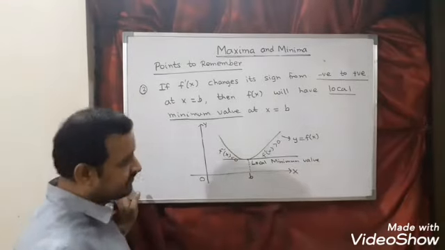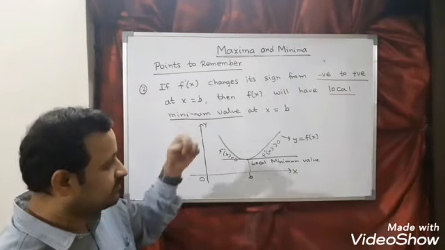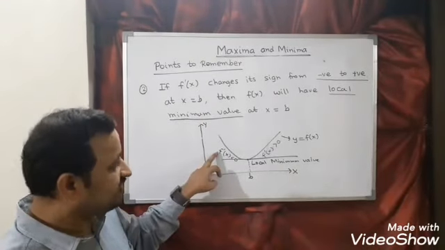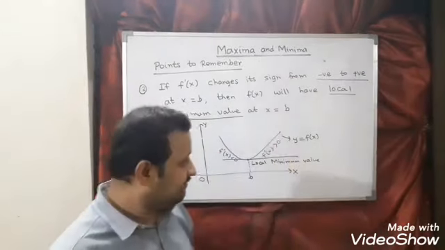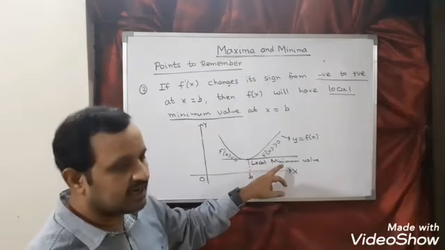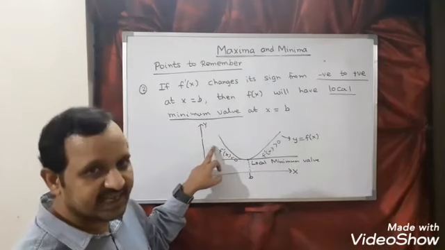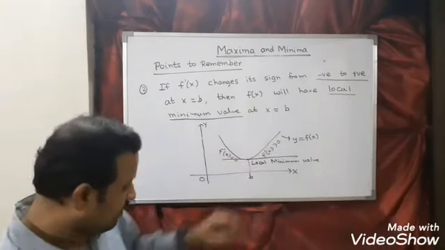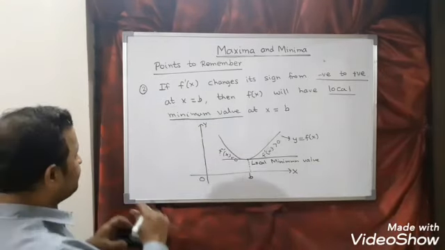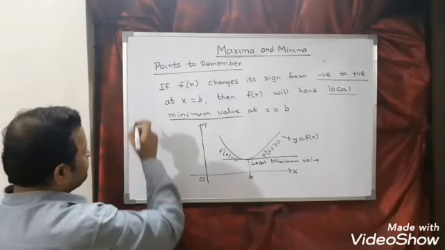I think it is clear. So for local maximum, the condition is what? F dash x should change its sign from positive to negative. For local minimum, the condition is what? F dash x should change its sign from negative to positive. Let us see one more point. Third point.